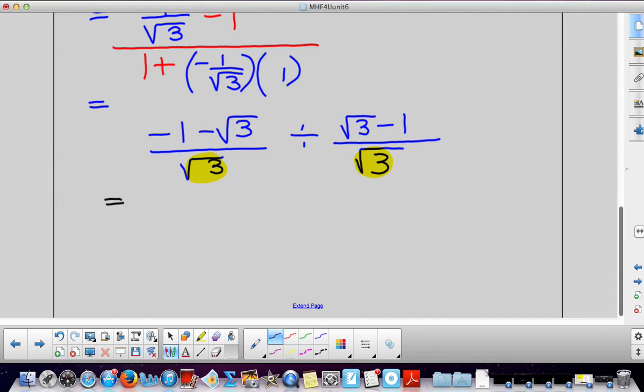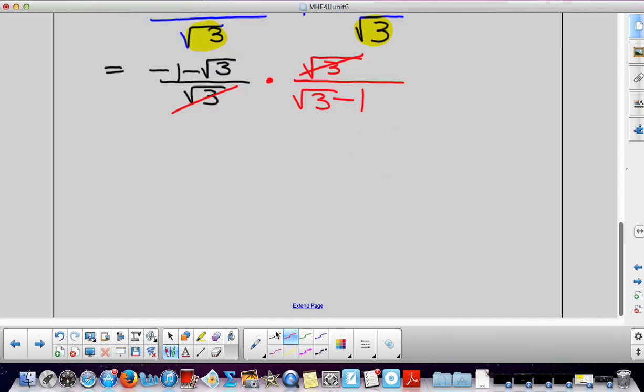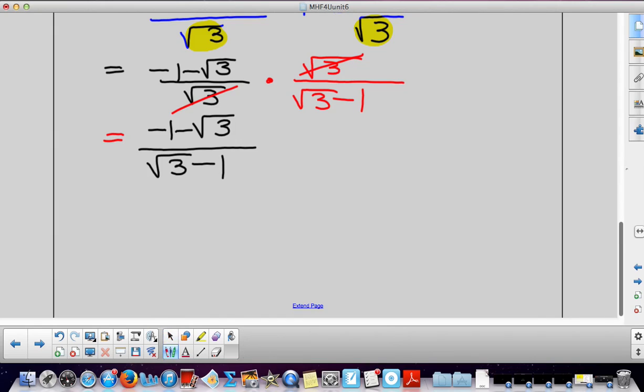I have negative 1 minus root 3 over root 3 times root 3 over root 3 minus 1. So that radical 3 cancels with that radical 3. And now I have to just multiply. So I have negative 1 minus root 3 over root 3 minus 1. However, to cancel, there's a binomial denominator, and this goes back to Unit 7 MCR.